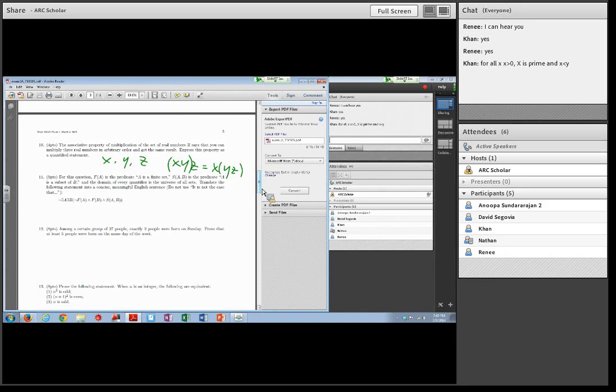How can we use the quantifier? For all x, for all y, for all z, because x, y, z can be arbitrary. For all x, for all y, for all z, (x times y) times z equals x times (y times z). Of course, x, y, z are real numbers; that is the domain of this statement. That's it.